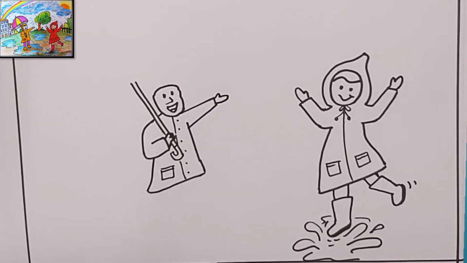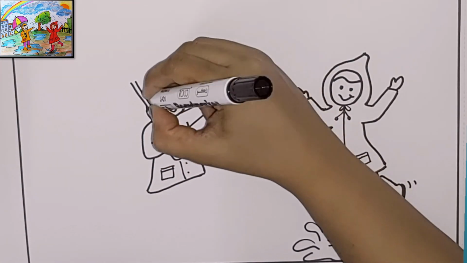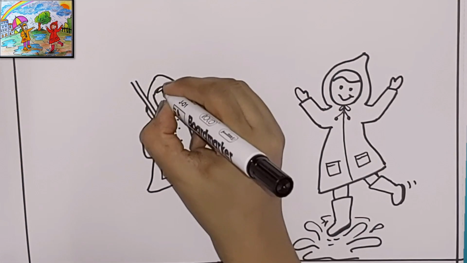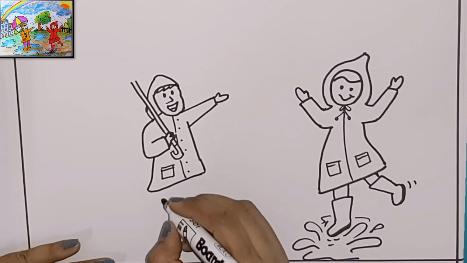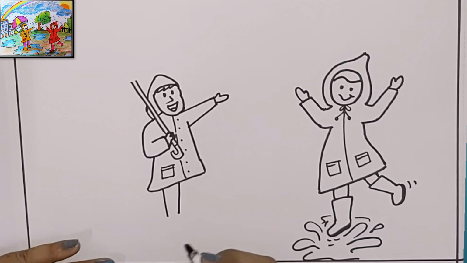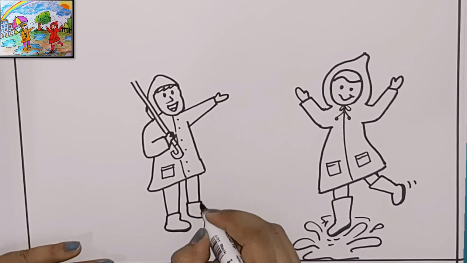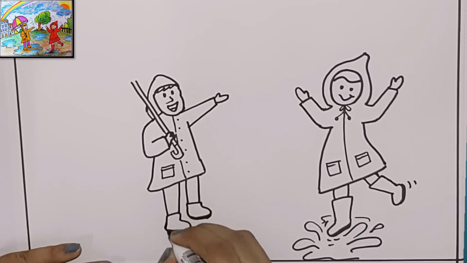Okay, so this hand is pointing towards the girl, so we'll show it that way, and we'll give the hood to this boy as well. We'll add just a few hairs, you can skip that also. Okay, now we'll draw the legs. He's just simply standing, so again the legs would be just straight, but because the face is towards the girl, the legs would also be facing towards the girl, and we'll make him wear boots as well.